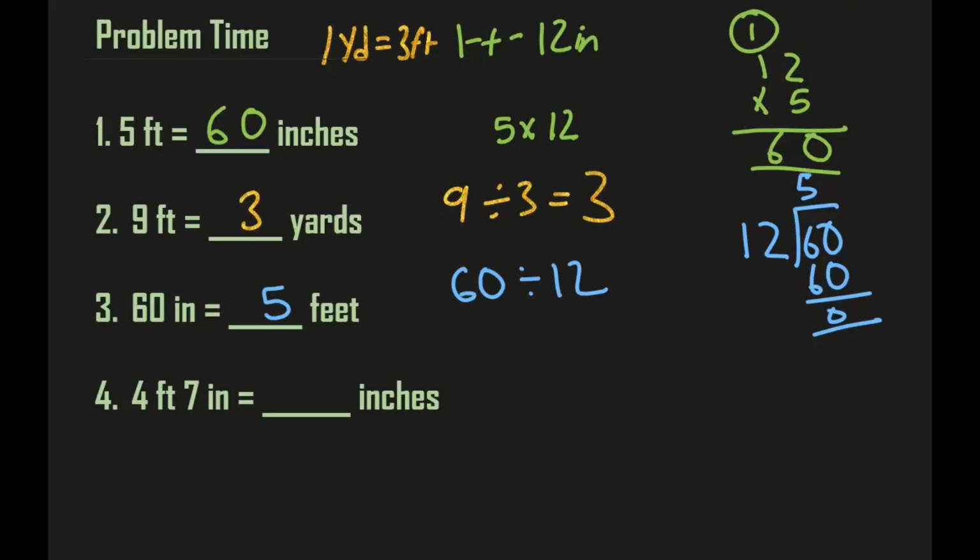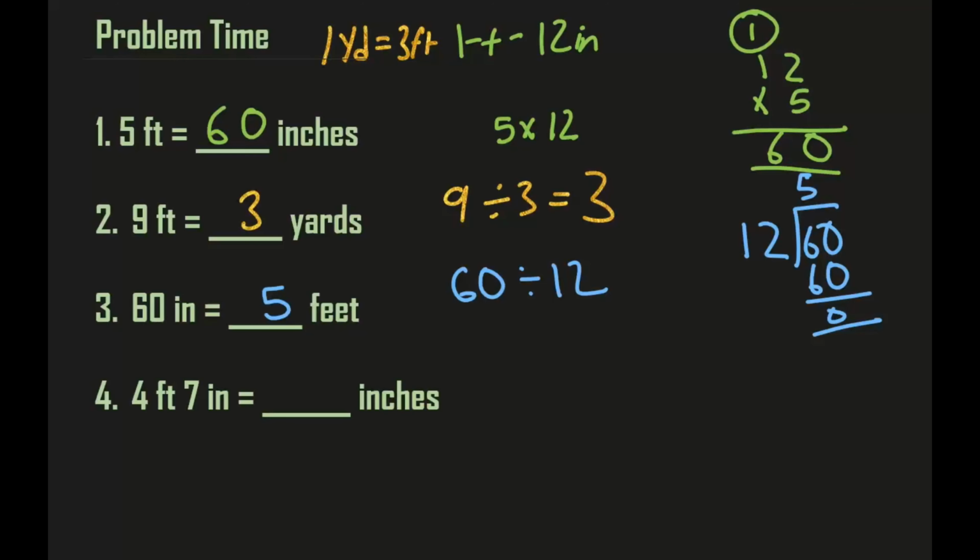Now, here's why I said it was easy. If you look at the first problem, we have our answer right there. 5 feet equals 60 inches. Here, 60 inches equals 5 feet. So, yeah, that is pretty simple. You don't even have to divide and do anything. Okay, now we have one last problem.